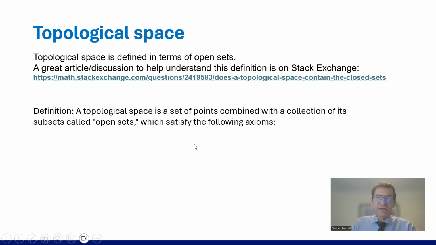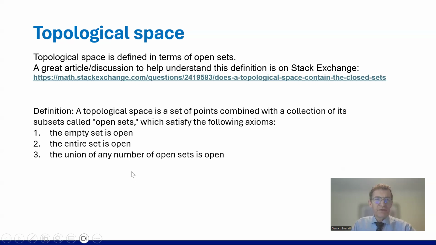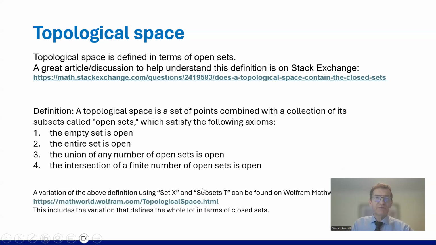Definition. A topological space is a set of points combined with a collection of its subsets called open sets, which satisfy the following axioms. The empty set is open. The entire set is open. The union of any number of open sets is open, and the intersection of a finite number of open sets is also open. So that's a topological space.